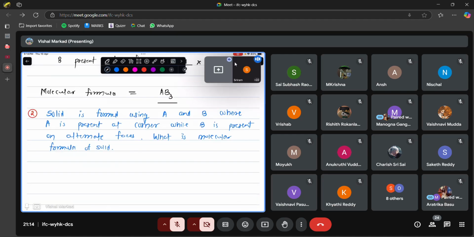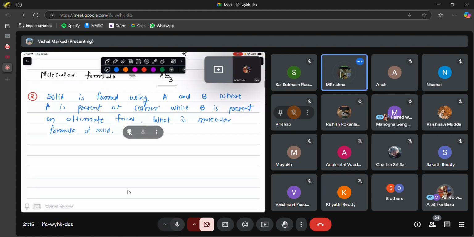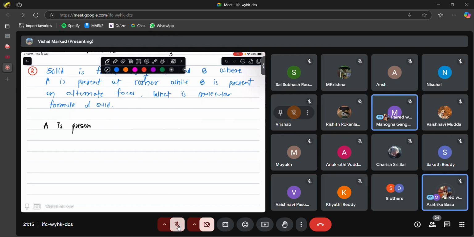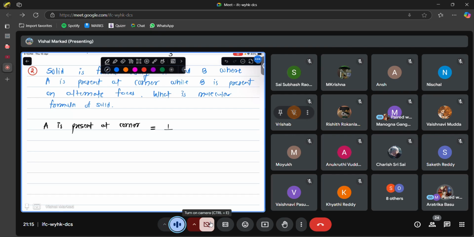So what will be the contribution from A? Where A is present? 1. A is present at the corner. If A is present at the corner, what is the contribution from the corner? 1 by 8. Total how many corners are there? 8. So the total contribution will be 1.